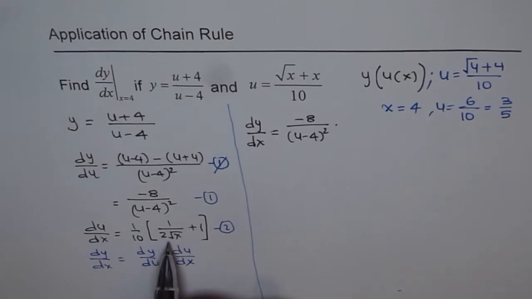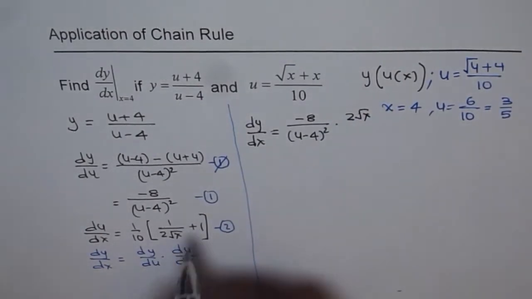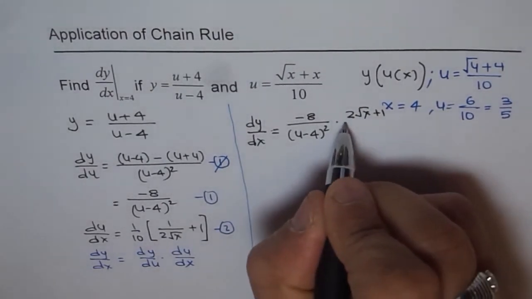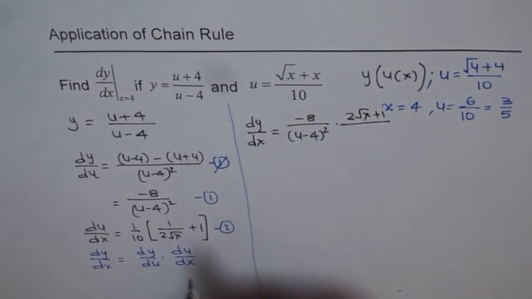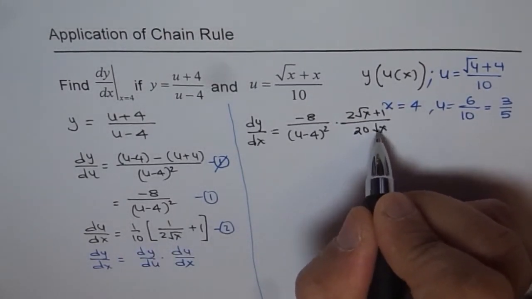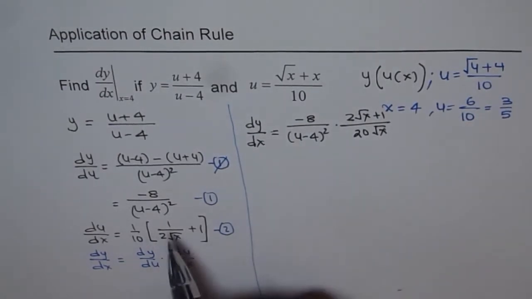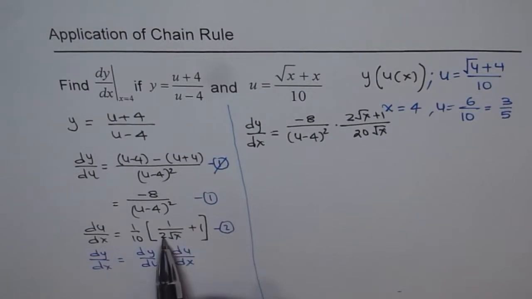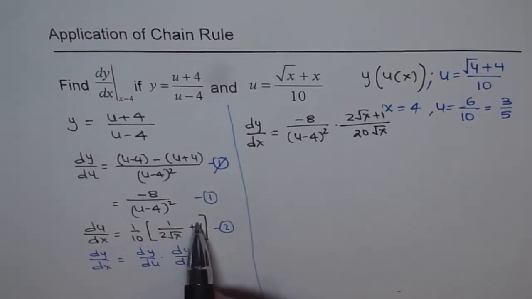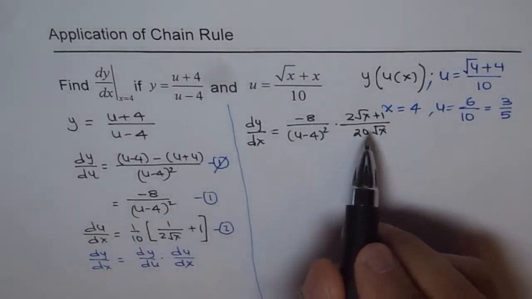Let me write this as 2 square root x. We'll take a common denominator and write, so we get 2 square root x in the denominator, and 1 plus 2 square root x as the numerator. When I open the bracket, that 10 gets multiplied by 2, giving me 20 square root x in the denominator. I kind of simplified it when moving on to this step. I'm running short of space, so I'm just doing two steps at a time. That's how I get this equation.